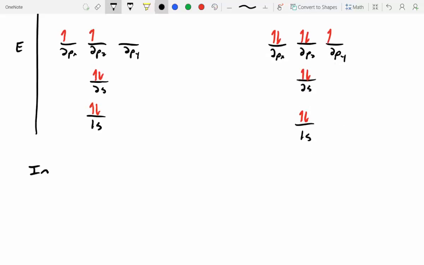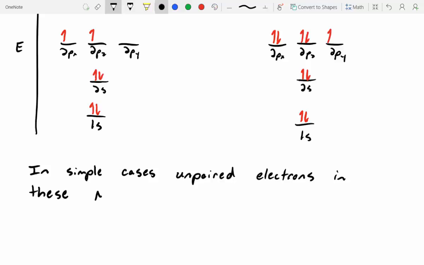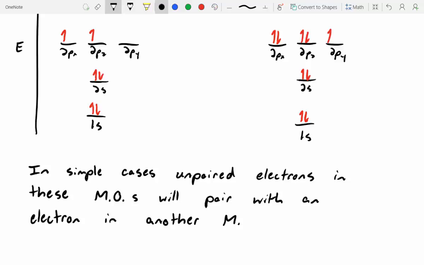So in simple cases, unpaired electrons in these molecular orbitals will pair with an electron in another molecular orbital. This is really only for simple cases.